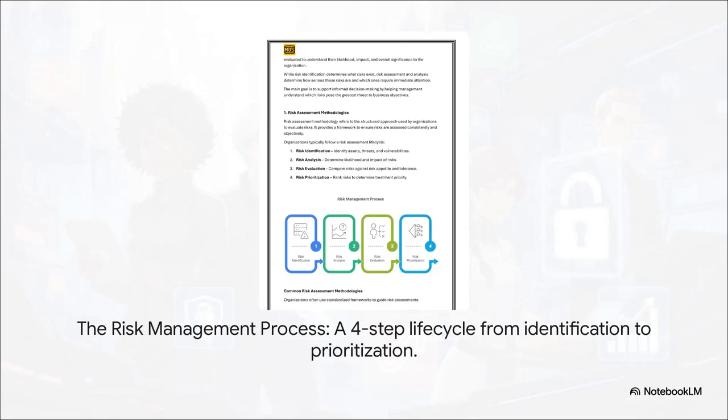You can think of this whole process as a clear 4-stage loop. It's a life cycle. First, we identify our risks. We just figure out what could possibly go wrong. Then we analyze them to understand just how bad it could be. From there, we evaluate the risks against our business goals. And finally, we prioritize. We decide which fires to put out first. That's the master plan right there.